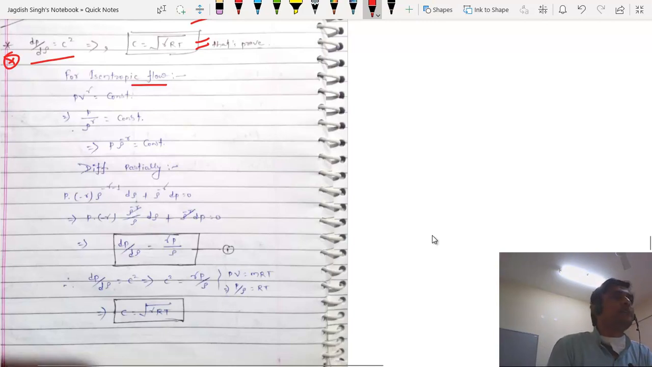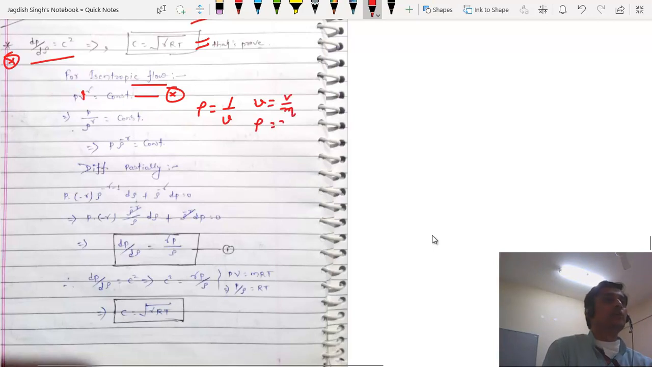For isentropic flow, we know that PV to the power gamma is equal to constant. This is very general knowledge. In terms of density, we can write, because density is equal to 1 by specific volume. Specific volume is volume per mass, and density is mass per volume. So it can be written in terms of density, that means P into rho to the power minus gamma is constant.